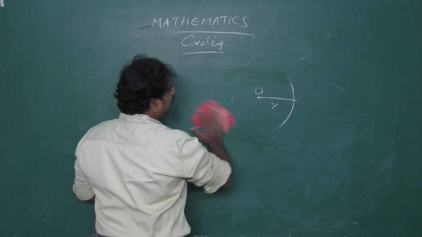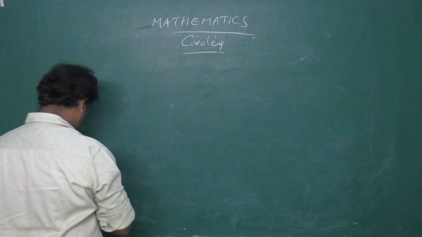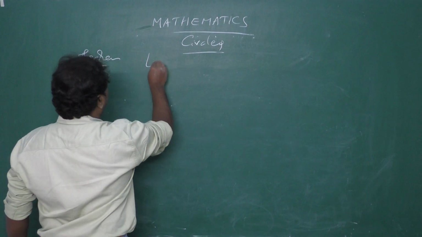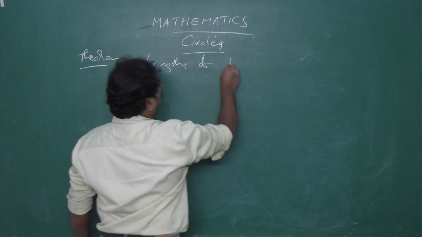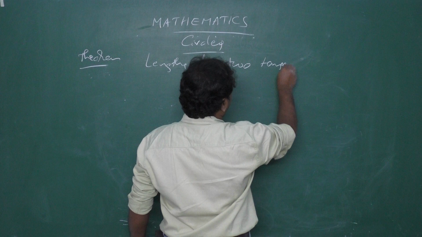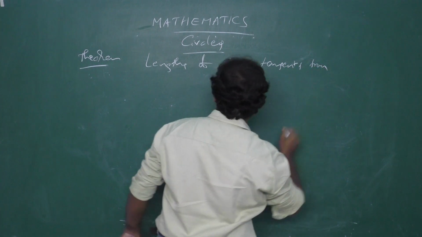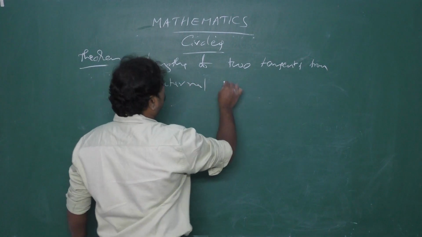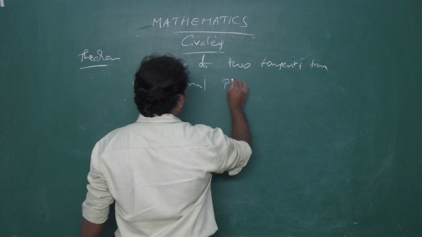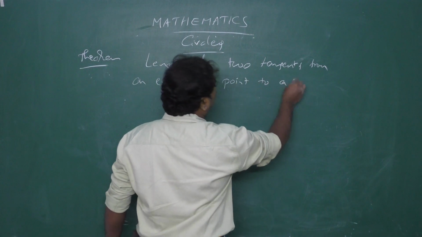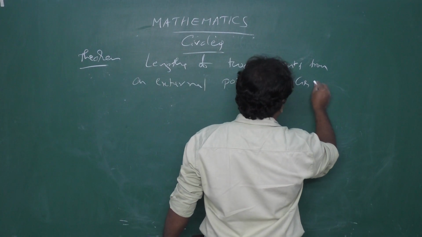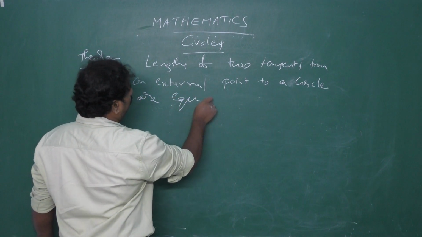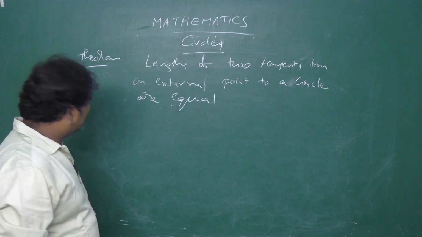So now I will tell you the statement of the theorem. What is the theorem? Lengths of two tangents from an external point to a circle are equal. This is the statement of the theorem.